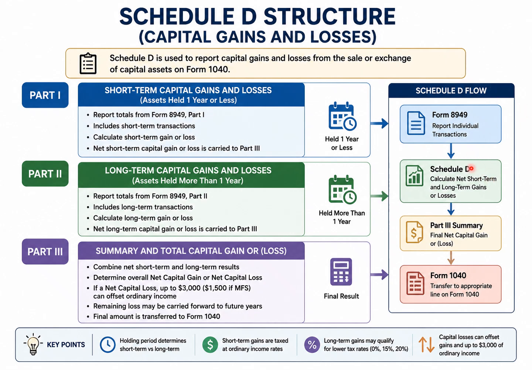So if you look at the flow, 8949 is the main form that reports individual transactions. Schedule D calculates the net short-term gain and long-term losses. Part 3 is the summary, and the summary flows into Form 1040. This helps us understand the entire Schedule D pictorially, and also the flow of information from Form 8949 to Schedule D and then finally to Form 1040. Now we'll move to the deep dive of each of the sections.